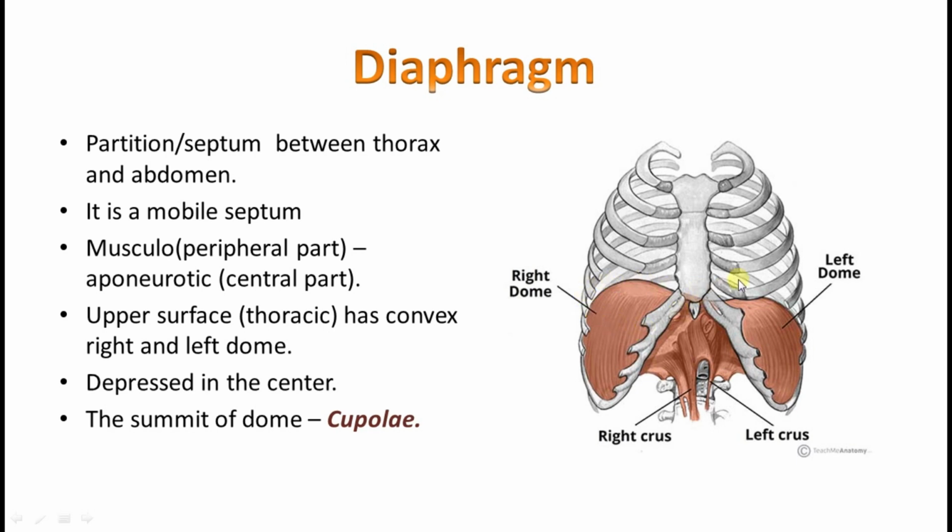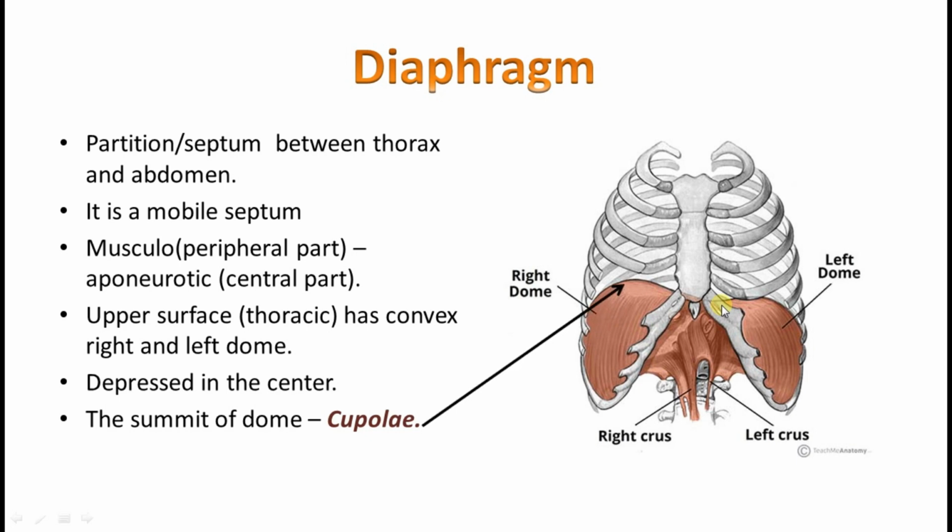So on the thoracic surface, if you look at the upper surface, it is convex. Two dome-like structures you see. This is the right dome, which is at a higher level as compared to the left dome. The summit of the dome is called the cupola of the diaphragm. The central part is not dome-shaped or convex, it is depressed, the central tendon part, and it is very intimately related to the pericardium because the central part and the fibrous pericardium have a common source of development.